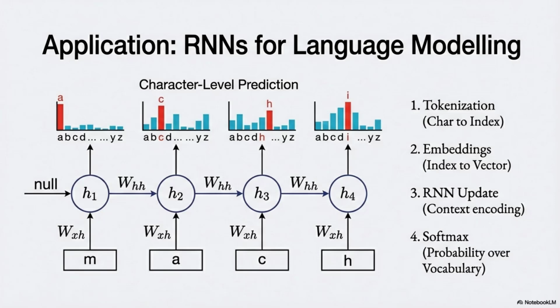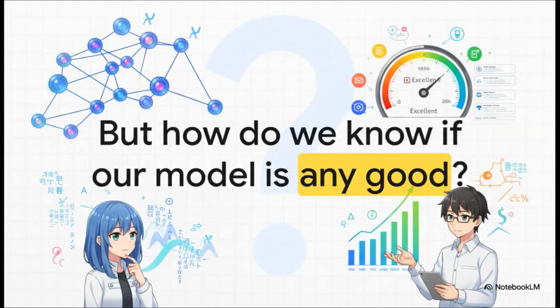Finally, after seeing "match," we take that final hidden state, pass it through a linear layer and a softmax, and it spits out a probability distribution over all possible next characters. And hopefully, it gives a really high probability to the character I. That all seems to make sense. But how do we actually measure how good our model is? How do we put a number on its performance?